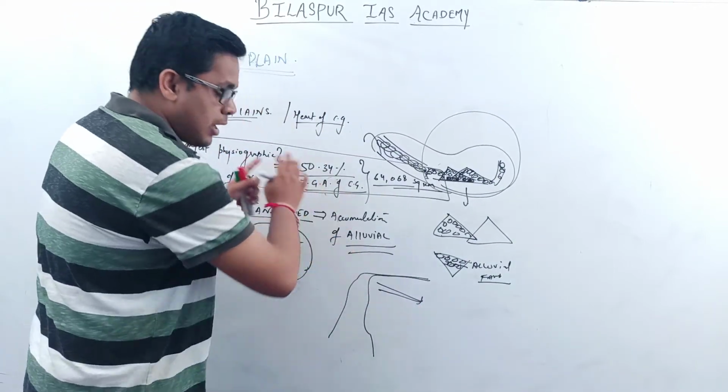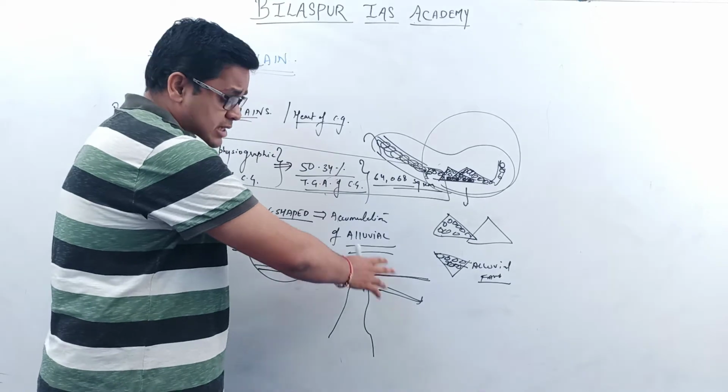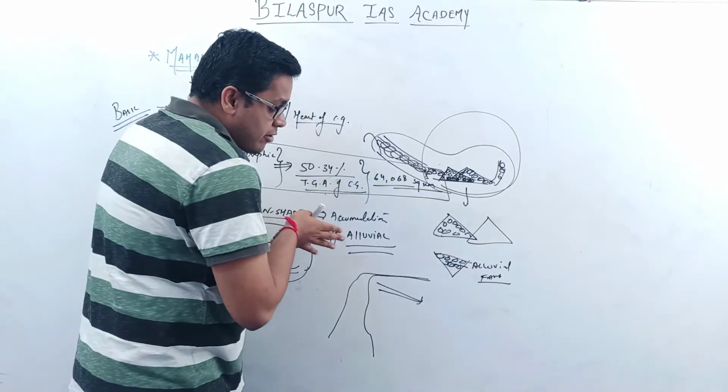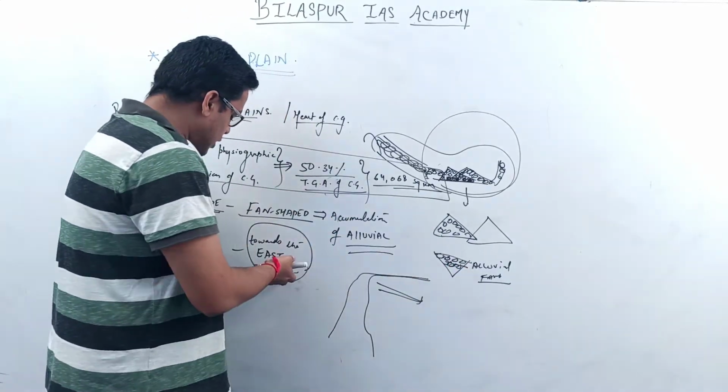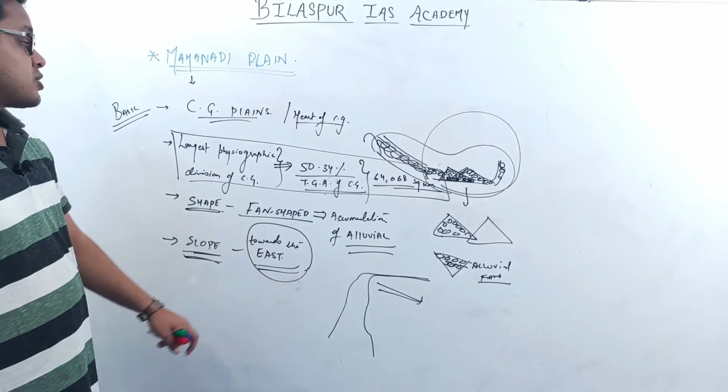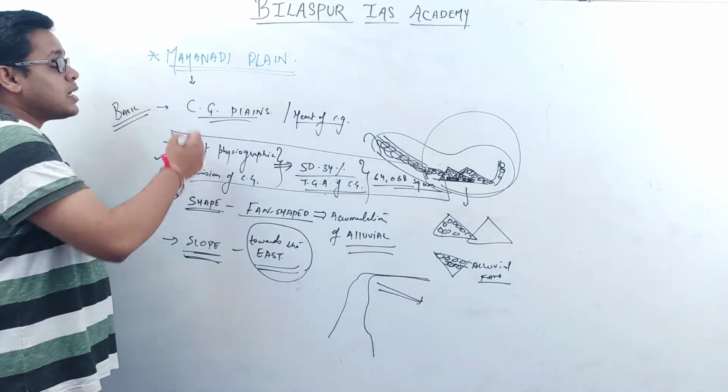Rivers will not flow in this direction. River flow will not go against the slope, the river will follow that particular slope. So this slope is towards the east. This is some of the basic information regarding the Mahanadi Plain.